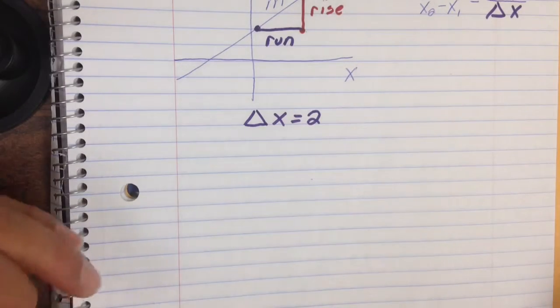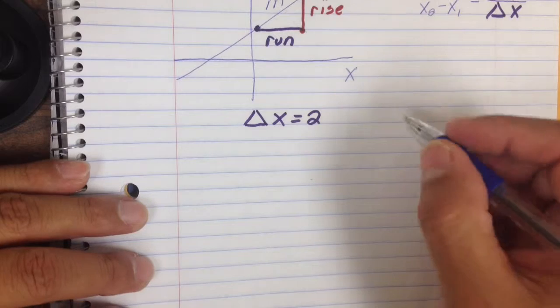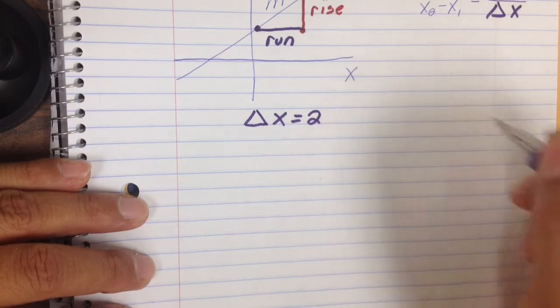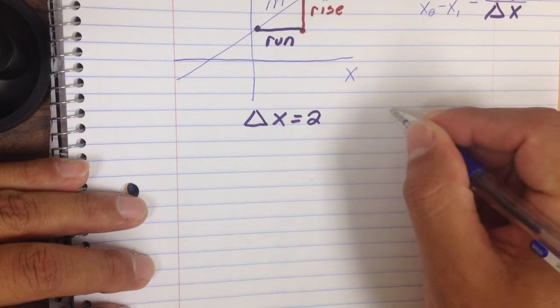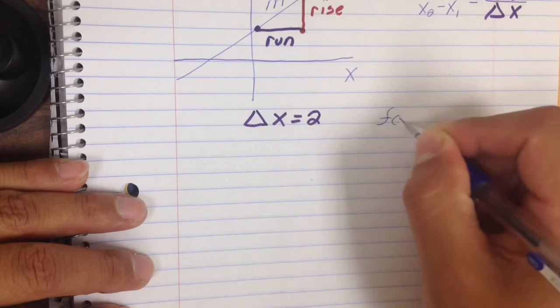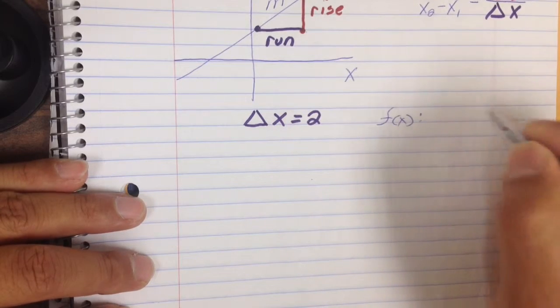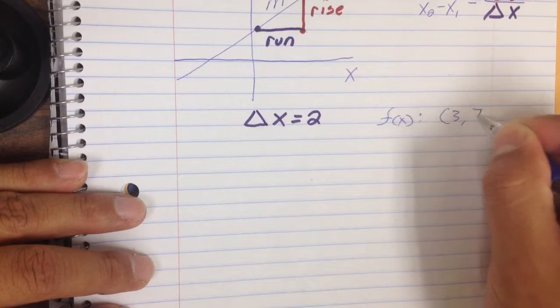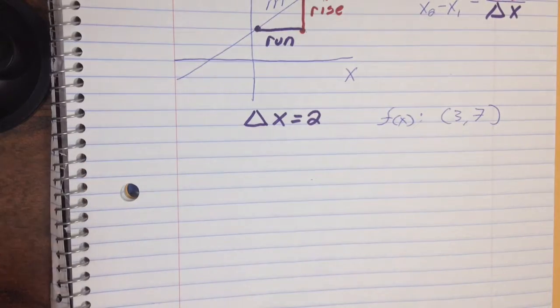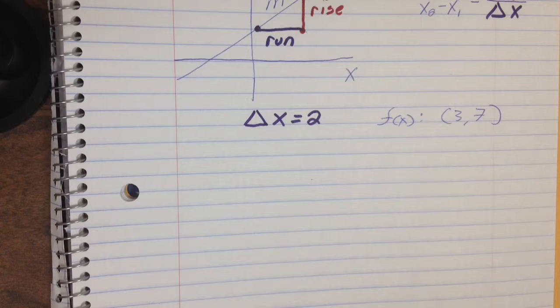So let's say I want to examine some point on a function, and that point on f of x is, let's say, the point 3, 7. And I'd like to have delta x on my calculator equal 2, and I want the point 3, 7 to be in the center. So that means the total distance from the smallest x value to the largest x value should be 2.